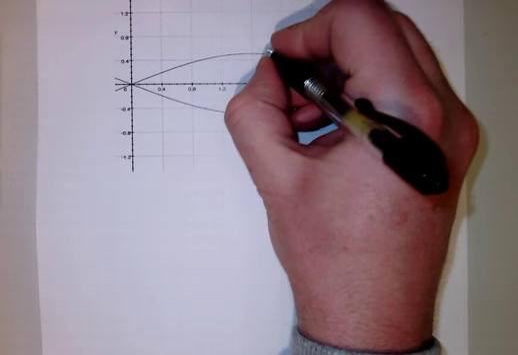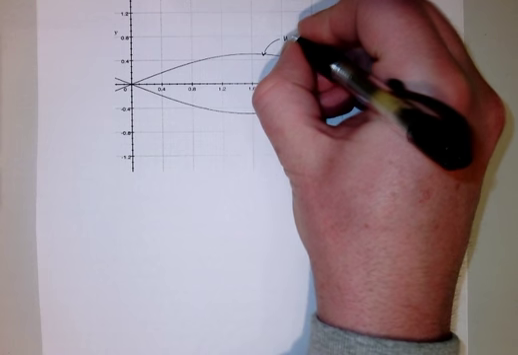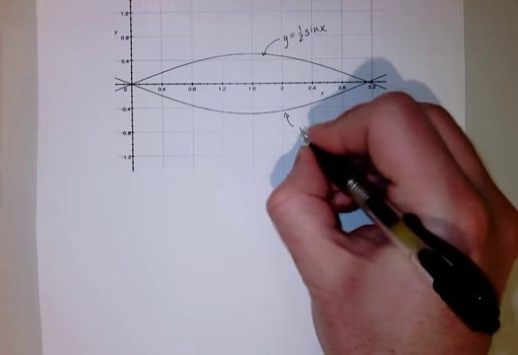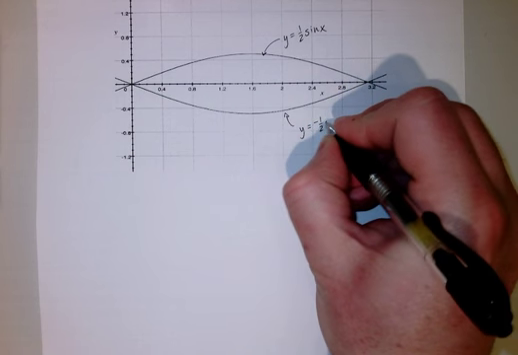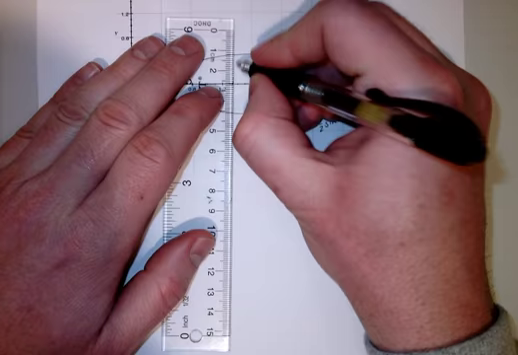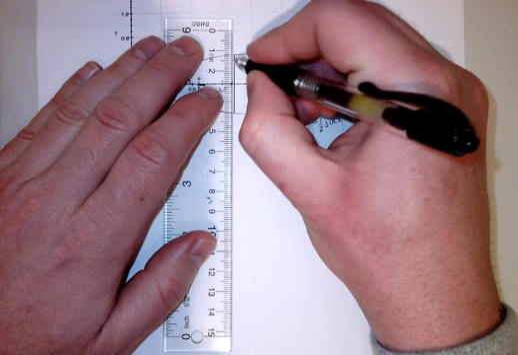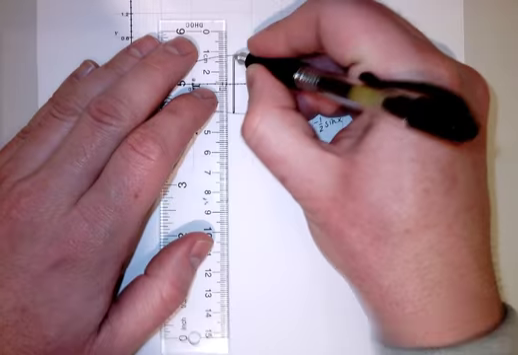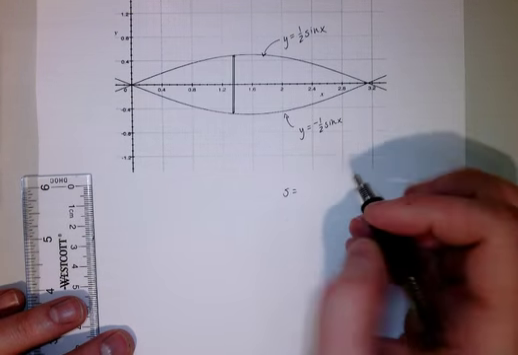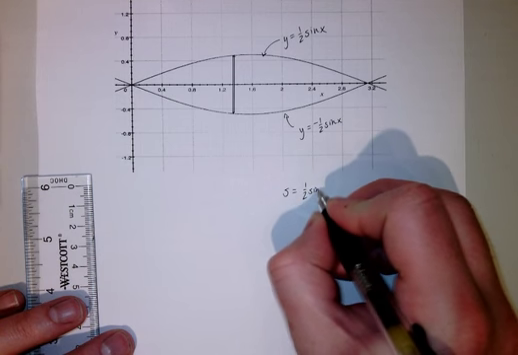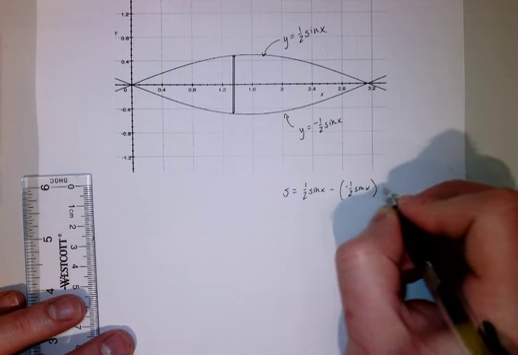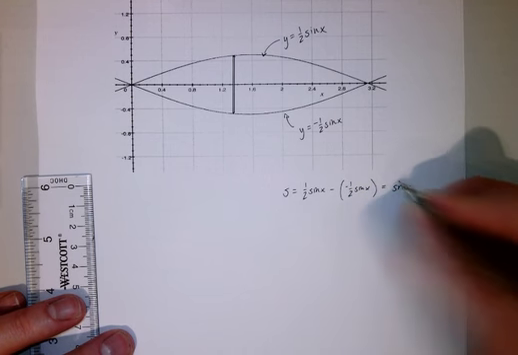We see that this up here is y equals 1/2 sine x. This down here is y equals negative 1/2 sine x. I know that my cross sections are going to be perpendicular to the x-axis. I know that my side, my s value, is going to be 1/2 sine x minus a negative 1/2 sine x, or just sine x.